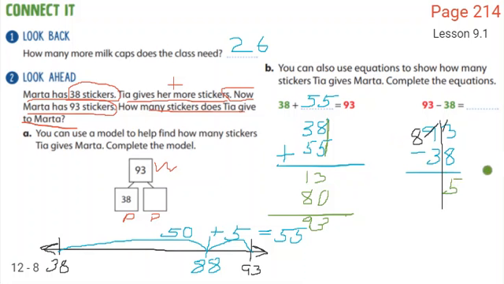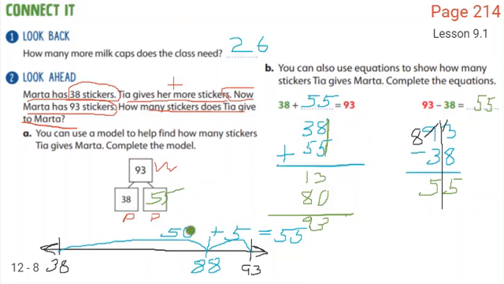So there's 5. Okay. Now, that was 13 minus 8 is 5 because we regrouped right here. So now we have 8 minus 3, and that's going to be 5 here. Look at that. I'm going to put 55 right here. So if we look at the number bond, 38 plus 55 equals 93.